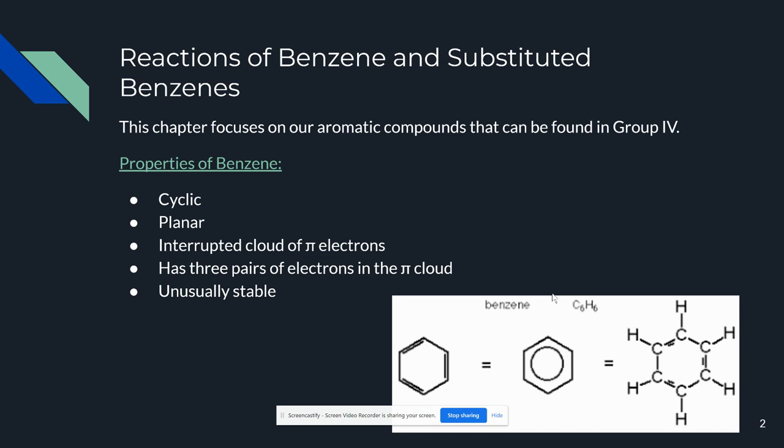This chapter focuses on the reaction of benzene and substituted benzenes. This includes the aromatic compounds that can be found in group 4. Some of the properties of benzene are that it is cyclic, planar, has an uninterrupted cloud of pi electrons, has 3 pairs of electrons in the pi cloud, and is unusually stable.